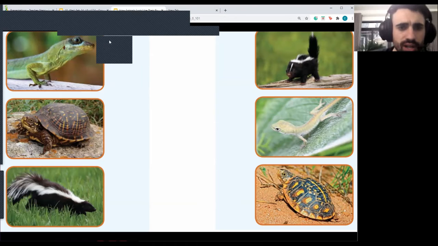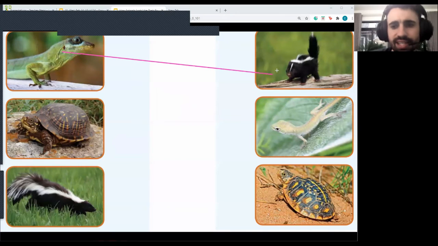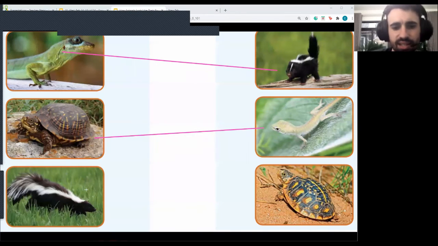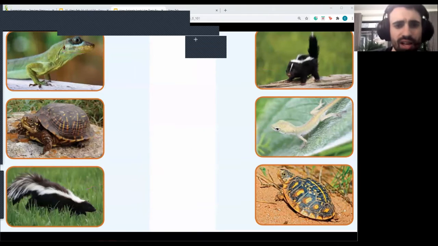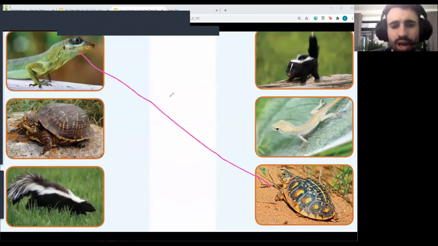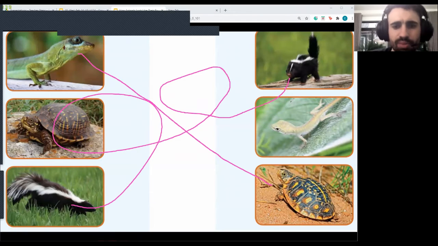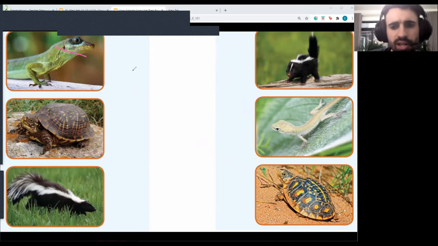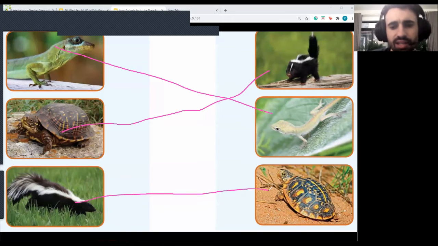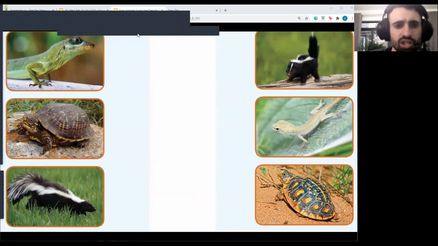Make sure your lines are straight and neat. If you draw a line, make sure you only draw one and draw it straight to the animal you are trying to draw to. Please do not circle or scribble on the page. Just draw one straight line to the answer you think it is.